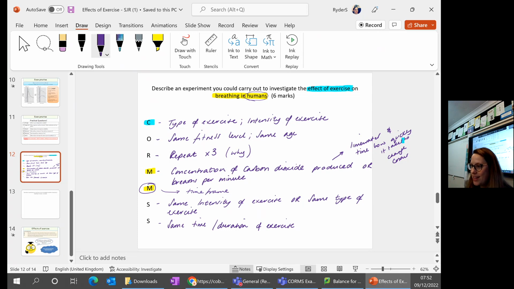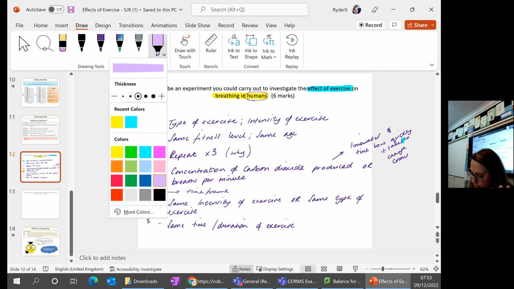The whole point of this is you thinking about what will affect the results and the accuracy of the results. So for this question, you might have to say, I am going to use people of the same age, or I'm going to use people of the same fitness level to carry out this investigation, because you know that age and fitness level will have an impact on their breathing rate. So you want to make it a fair test. So all of this is geared towards how you're making this a fair test.